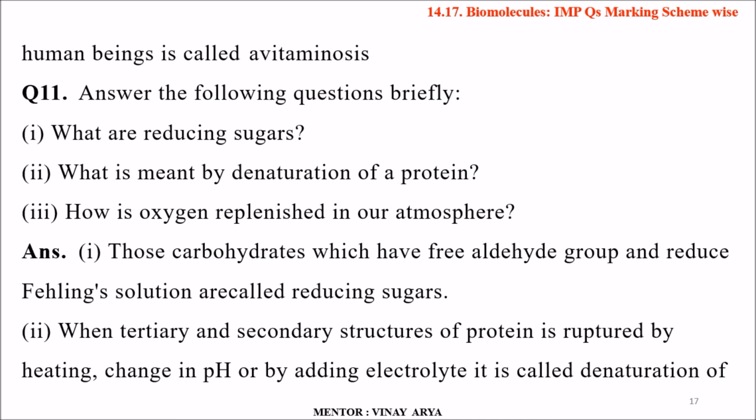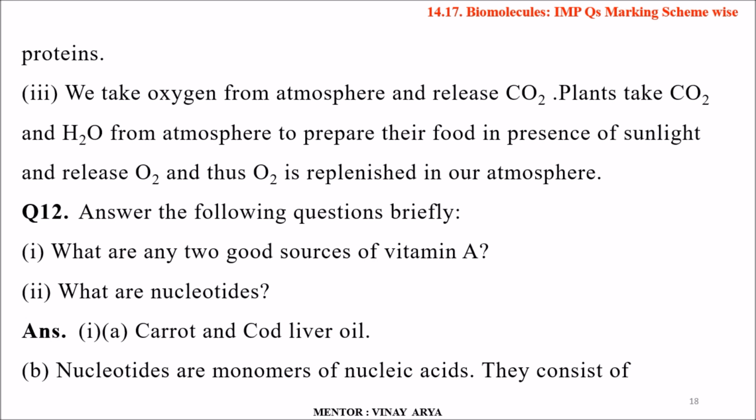First part, those carbohydrates which have a free aldehyde group and reduce Fehling solution are called reducing sugars. Second, when the tertiary and secondary structures of protein are ruptured by heating, change in pH or adding electrolytes, it is called denaturation of protein, where the nature of the protein changes, and when the nature changes, it becomes difficult for the protein to have that impact.